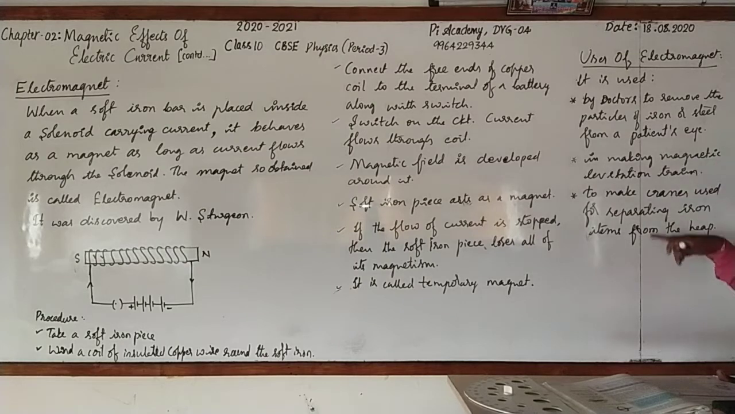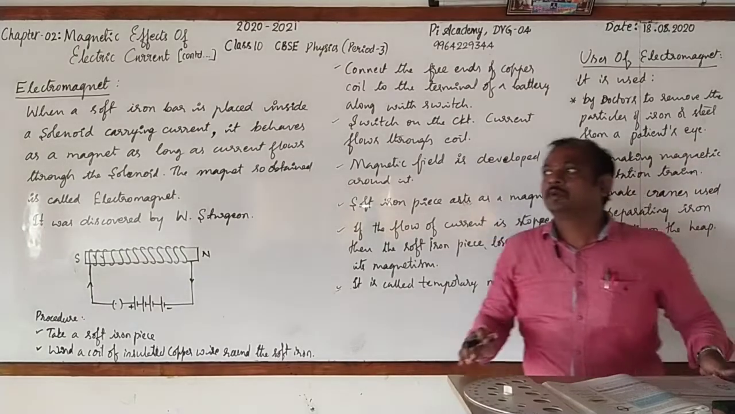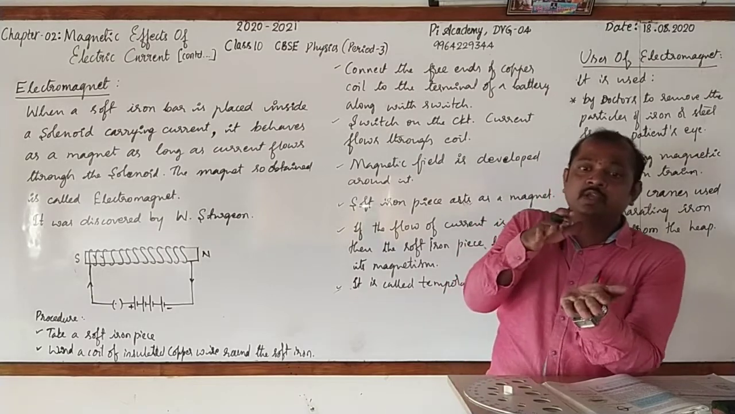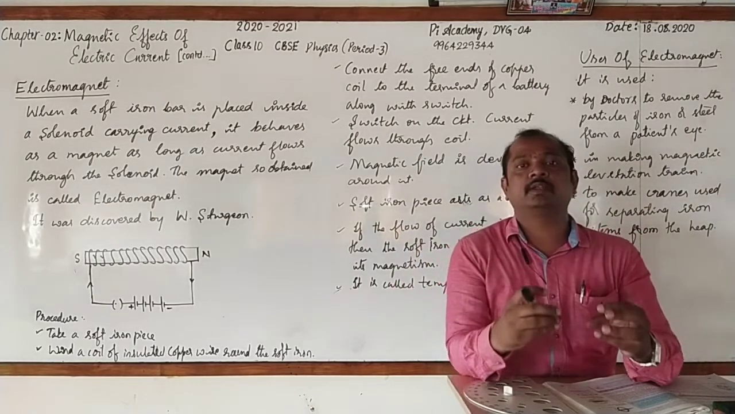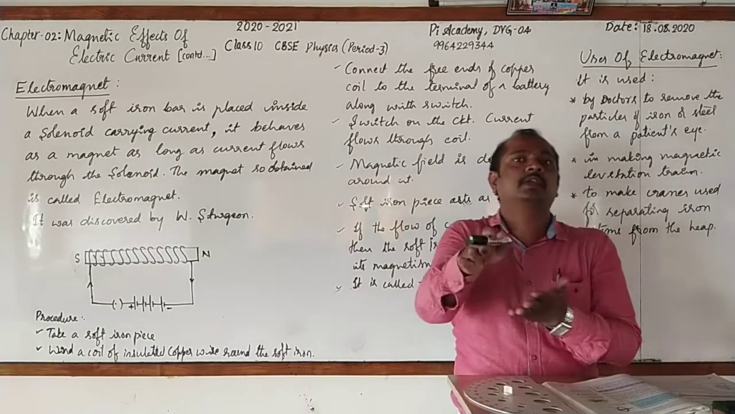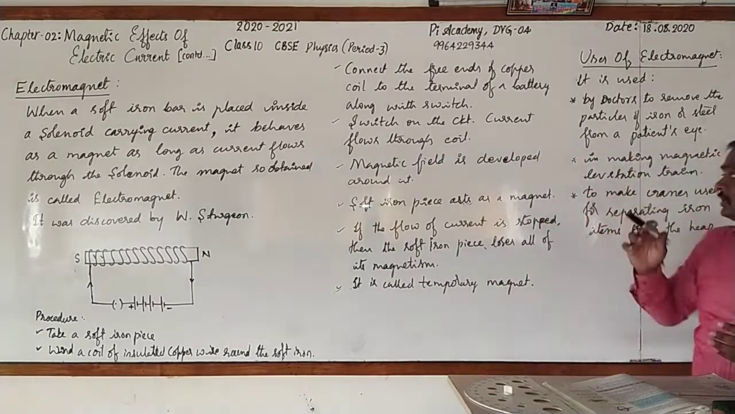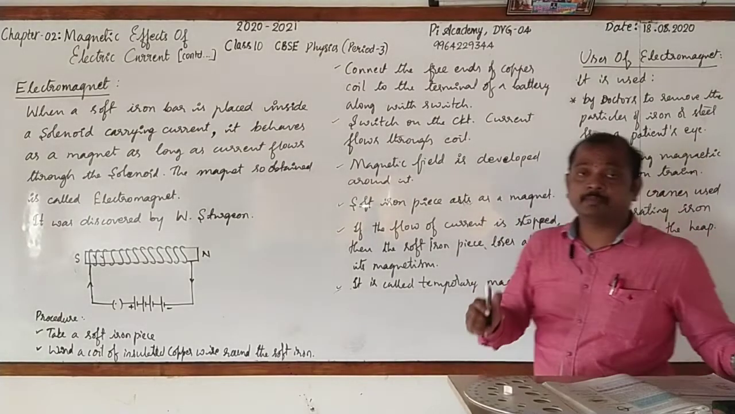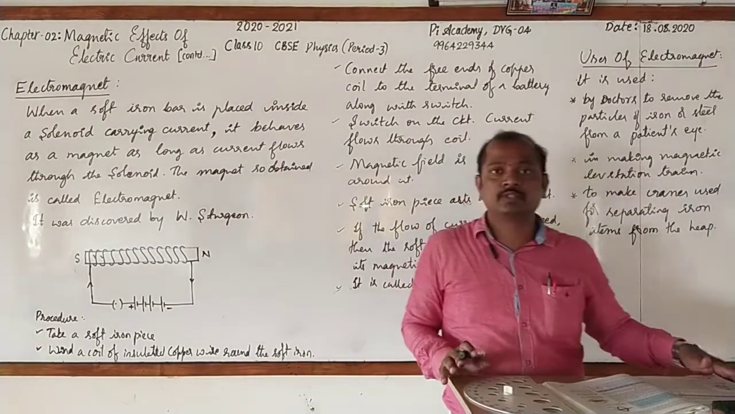And in making the magnetic levitation train, we all know that one of the important properties of a magnet is that like poles repel each other and unlike poles attract each other. Then when one magnet is brought under the influence of the magnetic field of another magnet, there will be a force. Due to that force, it will just slip. In the same way, here also, to make the magnetic levitation train, we will go for using electromagnet. And to make the cranes used for separating iron items from that heap, we will go for using it.